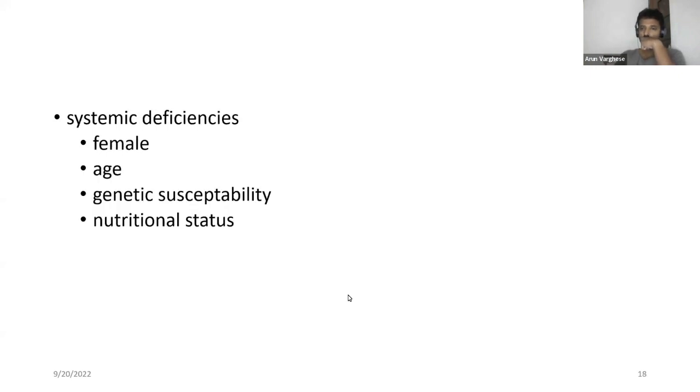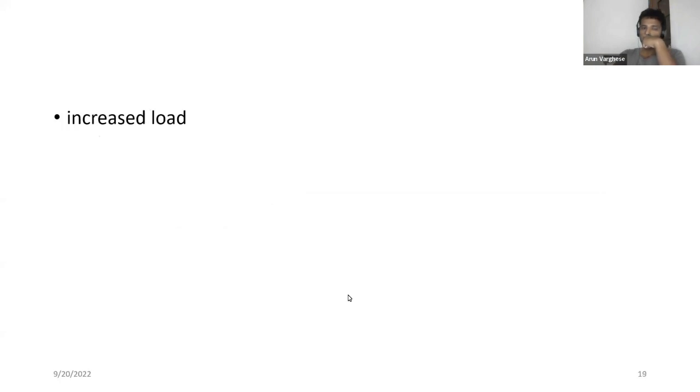And nutrition status. Last comes the third part of susceptibility, that is increased load. Increased load, particularly two extremes of it. One is overuse, in the case of athletes or anybody, those who are manual laborers, farmers, miners. They are more susceptible to it. Another is overeating or obesity, which is another increased load.